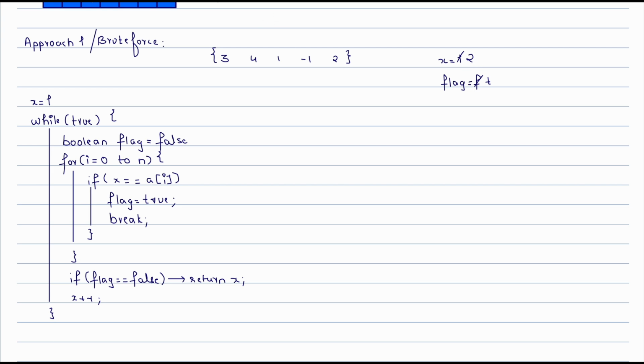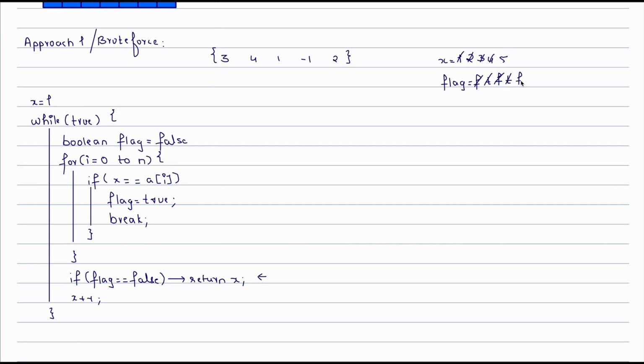Here also, again I'll mark my flag to false. Again I'll check, is my value of x, 2, present inside the array? Yes, it is present, right? So mark the flag as true and break from the loop. If the flag is false, then return x, but here it is not, so simply increment the value of x, that is 3. Same goes for 4.